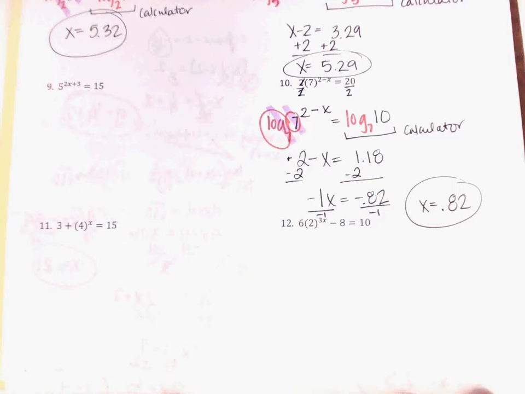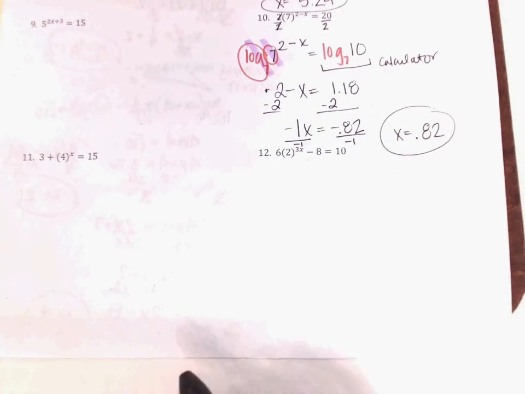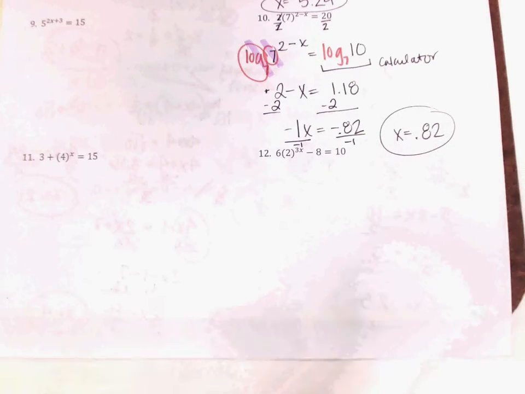Think about your order. What do you think you need to do first on number 12? Last question. Okay, so I have a divide by 6, but what should I do first?